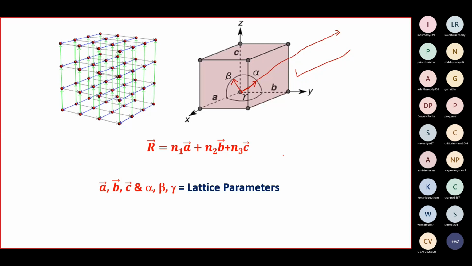Yes sir, the magnitudes of all the vectors are the same. A equal to B equal to C. Right? Yes, sir. Next, the angles will be 90 degrees. Alpha equal to beta equal to gamma equal to 90. Very good. So now, based on this, you give me the basis vectors.